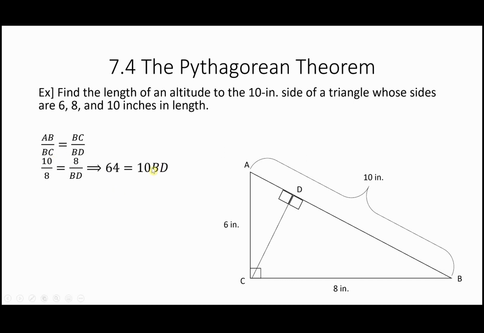I did not opt for the raised dot here to separate the 10 and the length of line segment BD. I hope that's okay for everybody. If in the notes that you're adding to the lecture notes, if you choose to print them out, feel free to add a raised dot. Now, divide by 10 on both sides, and you'll get that BD is 6.4. Okay, yeah, it's a decimal.